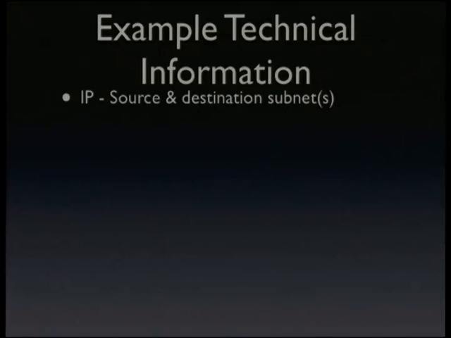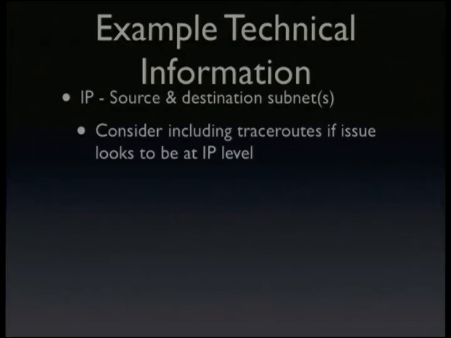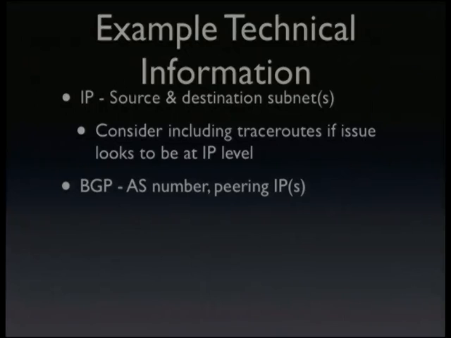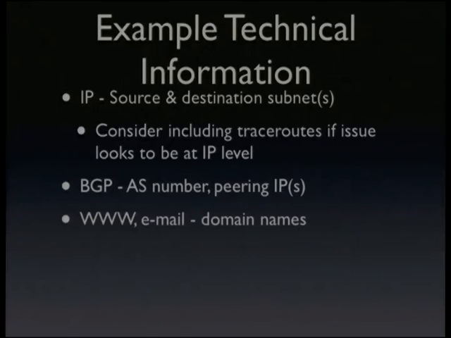Now, there's a bunch of technical information that you might want to include. Assuming it's internet related, source and destination IPs are very useful. If it looks to be an IP layer issue, include traceroute, but I'll have more on that later. If this is BGP, say Internet Exchange, that sort of thing, include AS numbers. For those of us that live our life in BGP, if I don't have an AS number, you don't exist. If you're doing web-based issues or email, include the domain names. I don't care that your company is whatever.com if the domain that's actually got the problem is product.com.